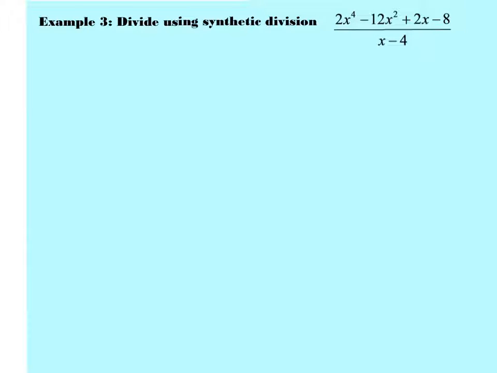Okay, one more here. Let's do synthetic division. So x minus c, our c value is 4. Now we'll take the coefficients of these terms here. So we have 2x to the 4th. Notice there isn't an x cubed. You need to fill that with a 0 because there's 0x cubed. Then negative 12x squared, then 2x, then negative 8.